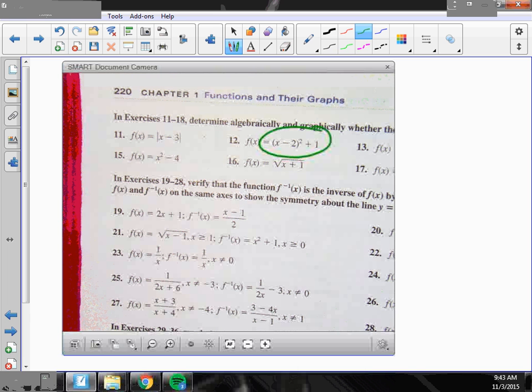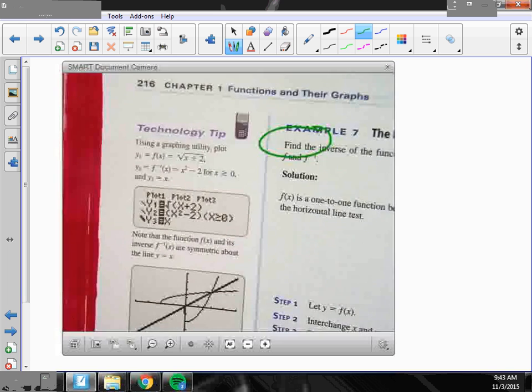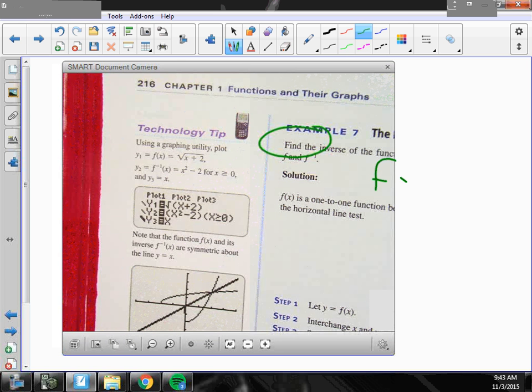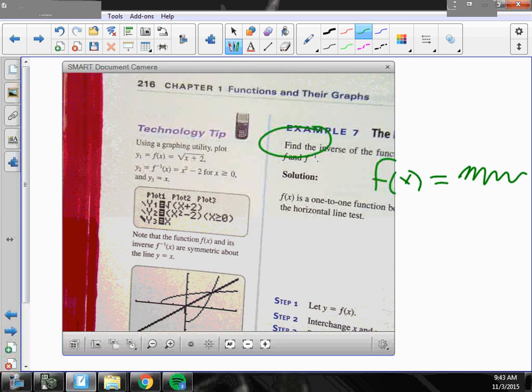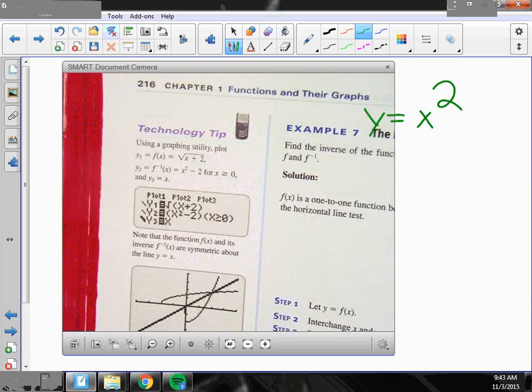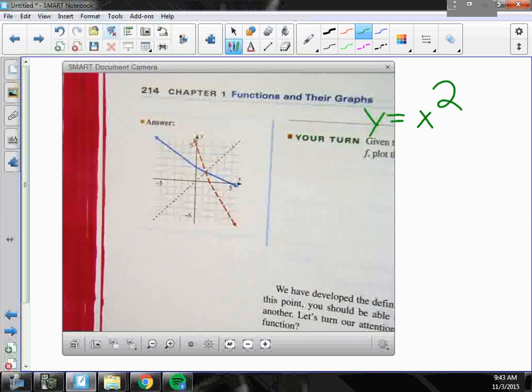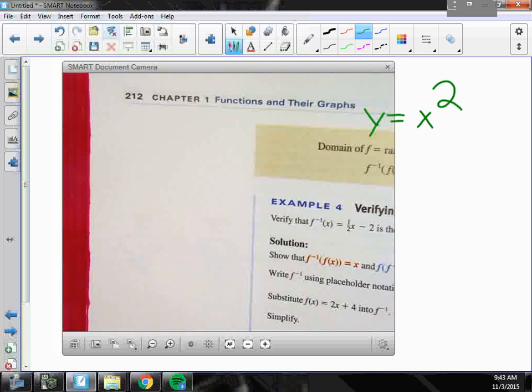How do you tell if it's a function algebraically? Well, it has to be a function. If you have f of x equals, and then you have nothing but x's over here, that is a function. There's no way to not be a function if you set it up this way. So what it wants to know is, if you have y equals x squared, how do you tell if it's 1-to-1 without graphing it?